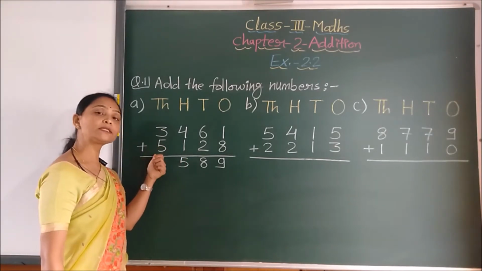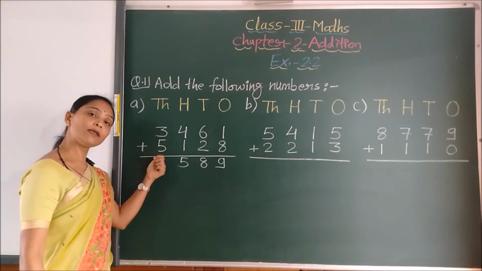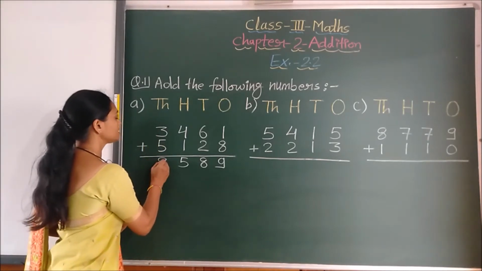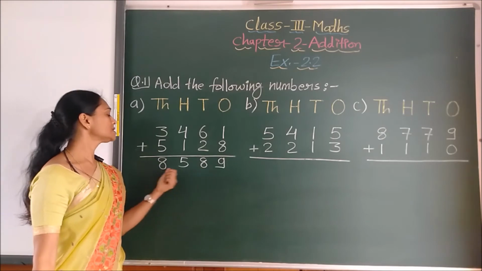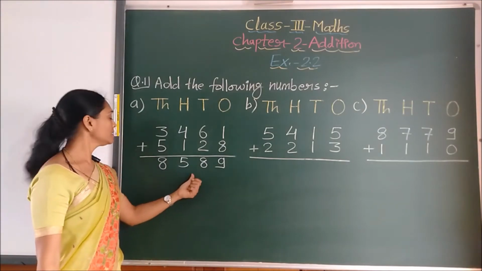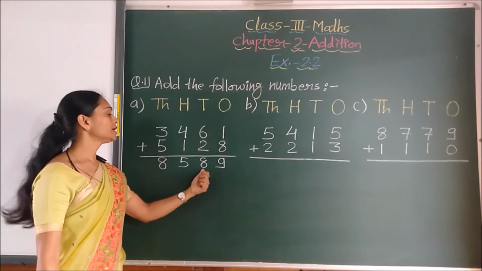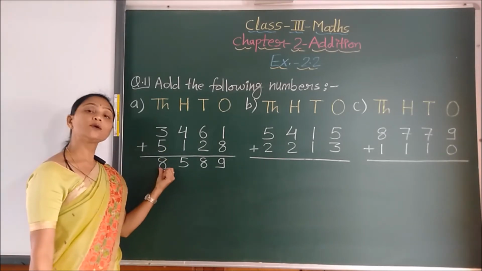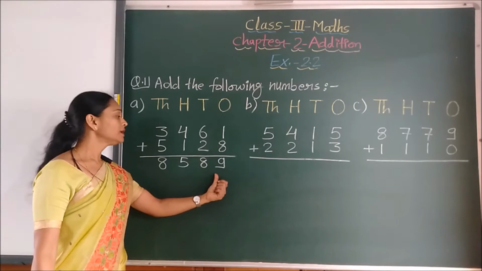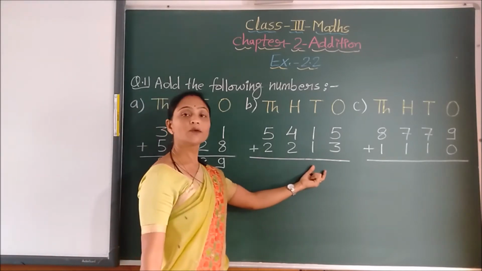And this 3 plus 5, how much? 3 plus 5, 8. So here we will write this 8. So see this number we got. How to read this number? 8,589. Now we will see this second question.